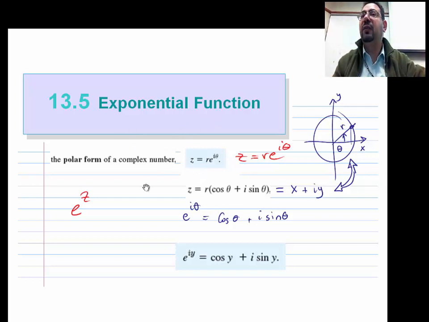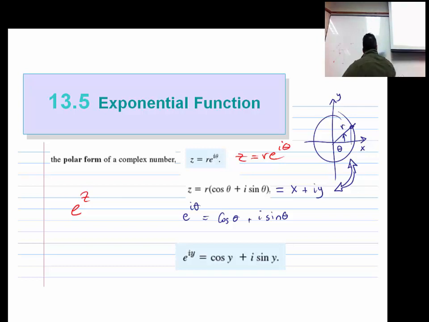So the exponential function is not this. This is how the complex number can be written: z is r multiplied by e to the power i theta. The complex function is this. When you have e to the power z, what is this number?